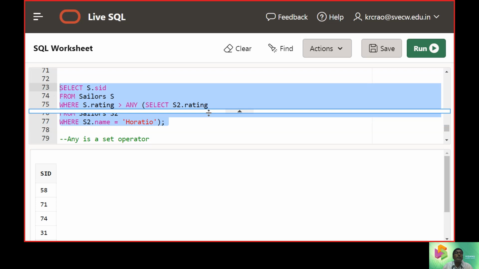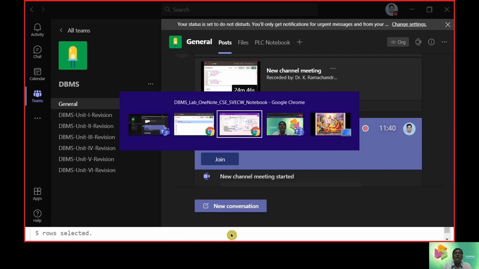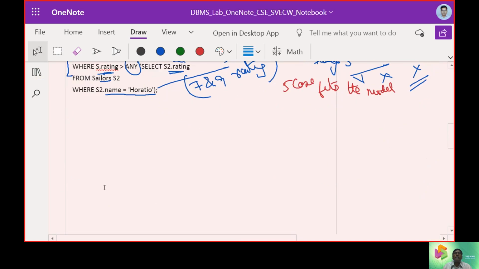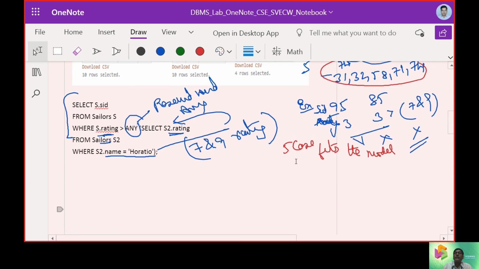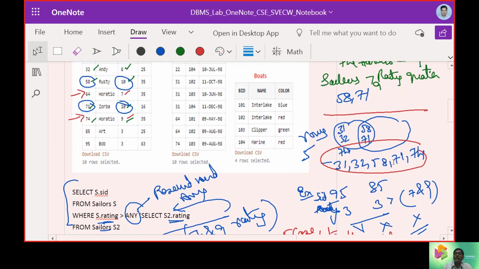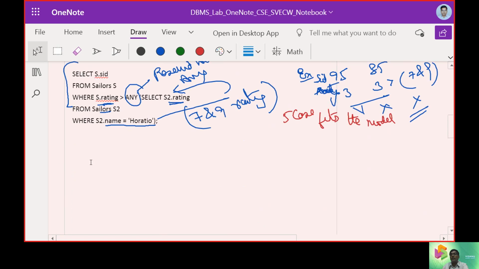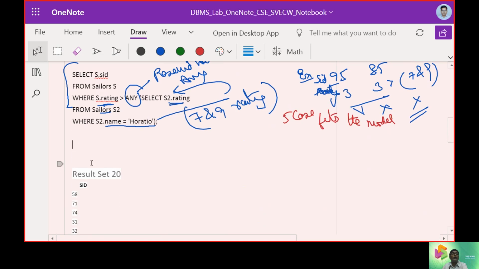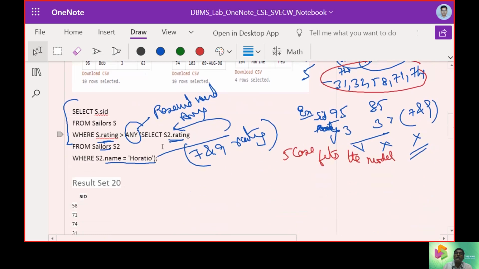So we are going to get 5 records. We'll be getting only the 5 cases that fit: 31, 32, 58, 71 and 74. So this is how we are going to show the results.